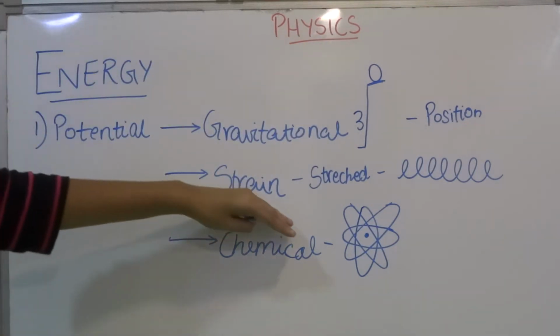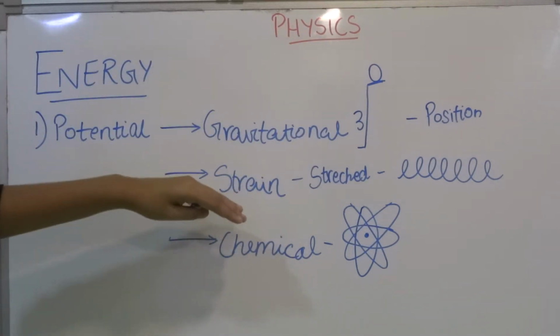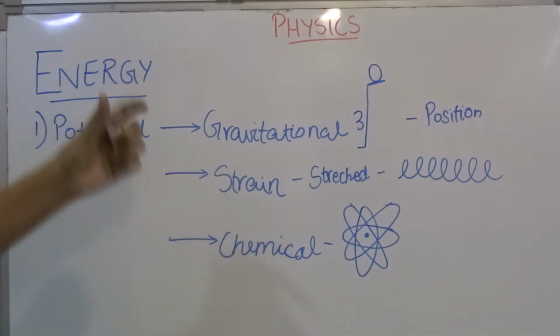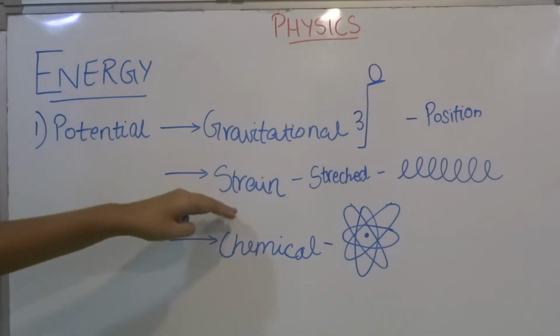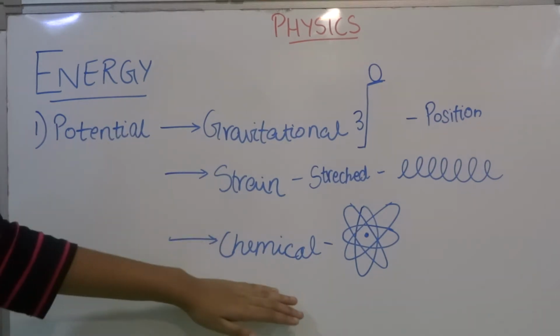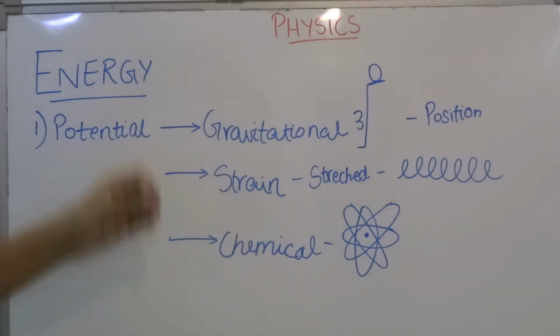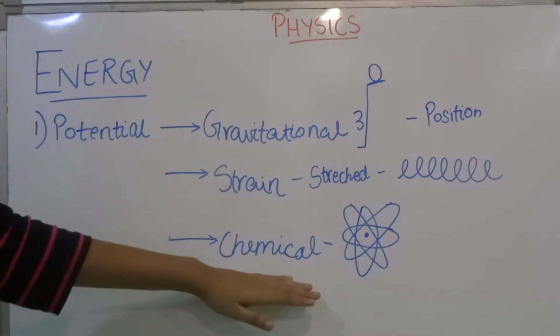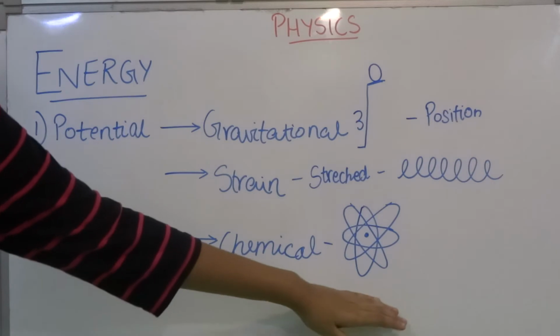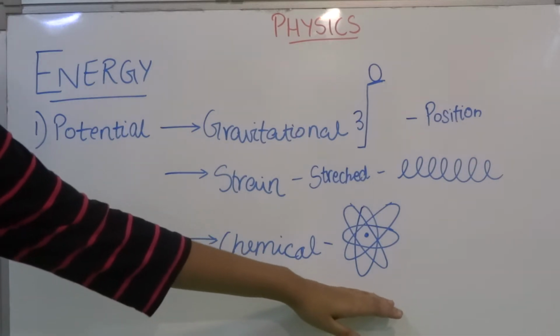The second is strain energy. Now strain energy is possessed by objects which are stretched. Like a spring, when it is stretched, it possesses strain energy. Third is chemical potential energy. Now every battery and every fuel contains chemical potential energy. Even an atom contains chemical potential energy.